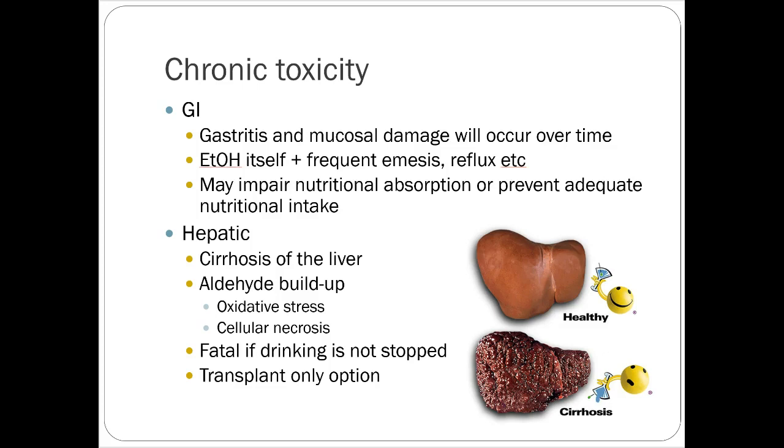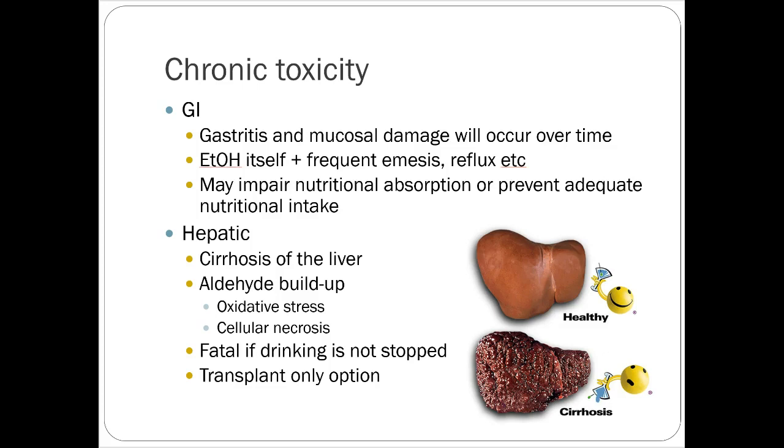So people who drink over time are going to get cirrhosis, which is usually a function of having aldehyde build up over the time, which causes oxidative stress and hepatic cellular necrosis. And it is fatal if drinking is not stopped. If somebody drinks enough over a long enough period of time, they will eventually destroy their liver. It's a long process. The liver is pretty resilient. It can rebuild itself, and it takes a lot and a long time of drinking to do this. But it is certainly an inevitable consequence for those who choose to do this.